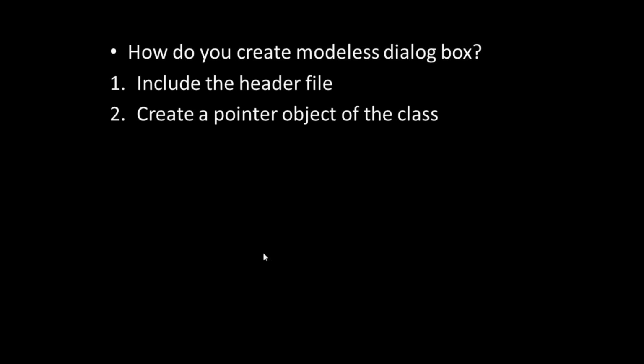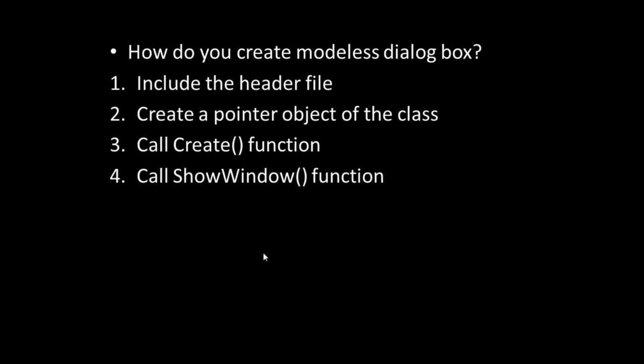Now how do you create a modeless dialog box? Include the header file, then create a pointer object of the class, and also you have to pass this to the constructor so that you can set the parent window. Third, you have to call the Create function, and fourth you have to call the ShowWindow function. Remember, the ShowWindow function is required to be called if the WS_VISIBLE property of your modeless dialog is set to false. If the WS_VISIBLE property is set to true, then there is no need to call the ShowWindow function.